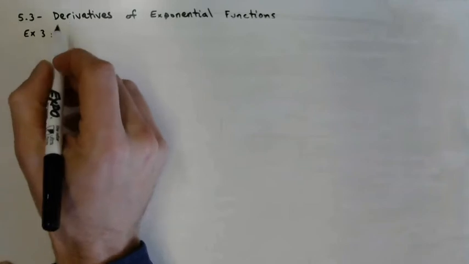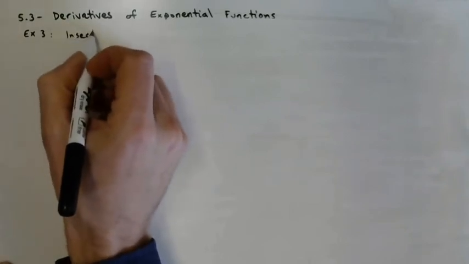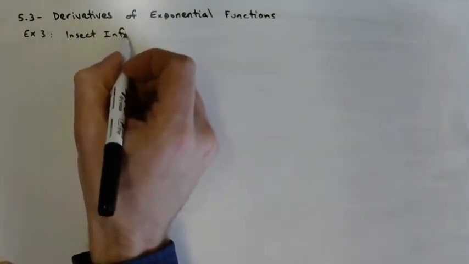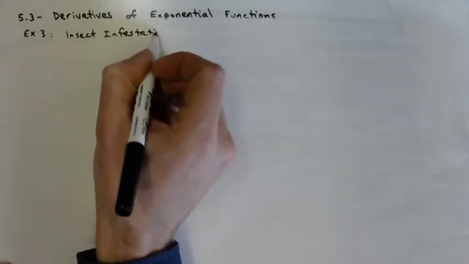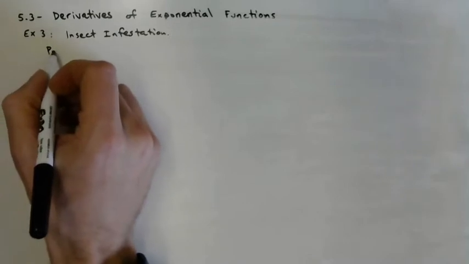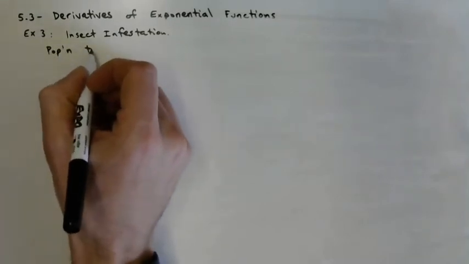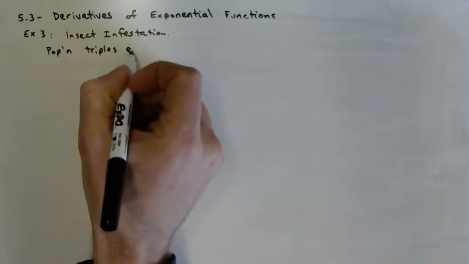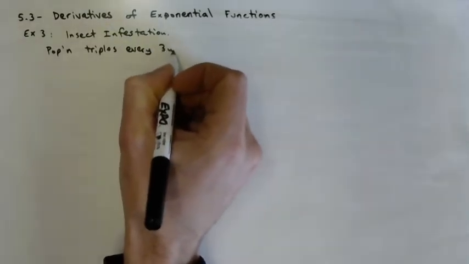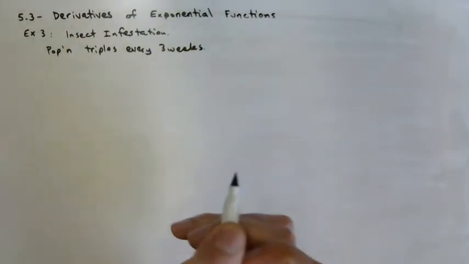Example 3, insect infestation. We have a biologist. She is studying the increase in the population of a particular insect in a provincial park. The population triples every 3 weeks.